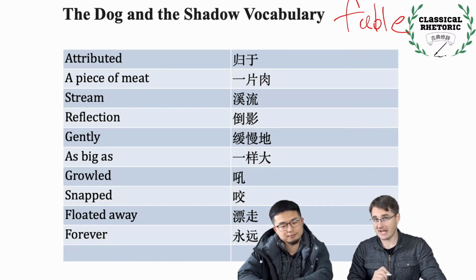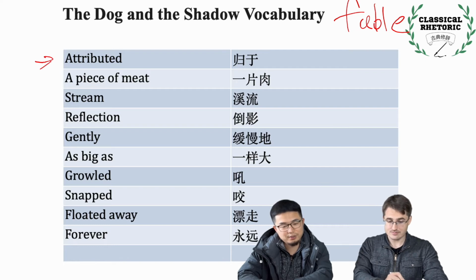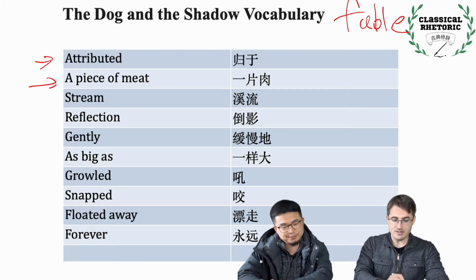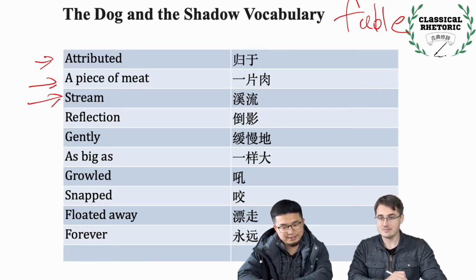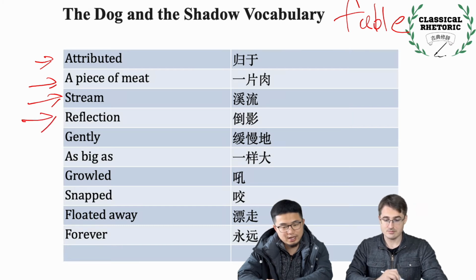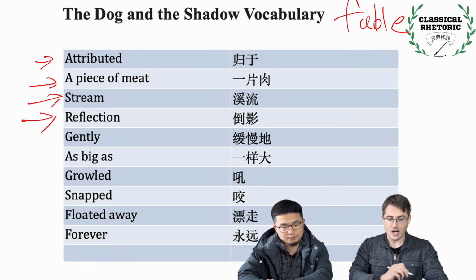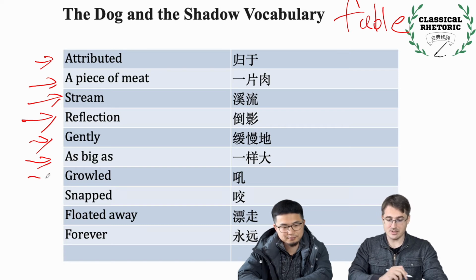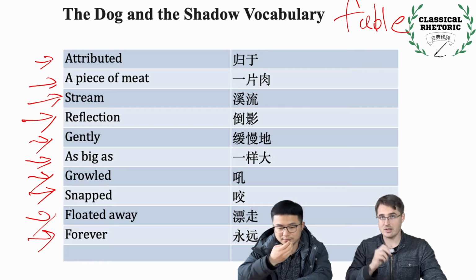So let's go over the vocabulary. Let's go through the vocabulary together. Say it with me. Attributed. A piece of meat. A stream. A reflection. Gently. As big as. Growled. Snapped. Floated away. Forever. Let's try that one more time.